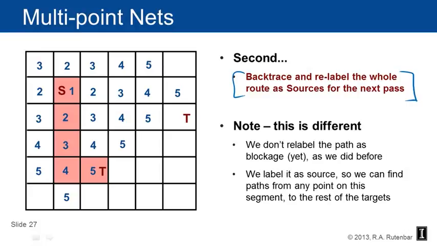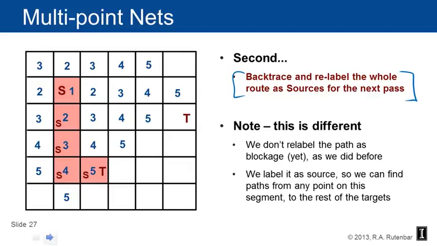Now, there's something new and interesting. I am not done. I am not going to label this as an obstacle. This thing that I've just traced, this path that I've just traced, becomes the source for the next phase of the algorithm. I'm going to label everything in here as a source. All of these cells are going to become the source, and I am going to continue the algorithm. Okay, so what happens? I put an S on every one of those cells.